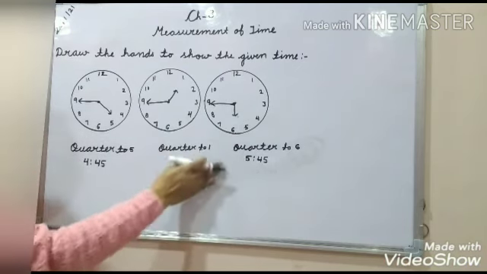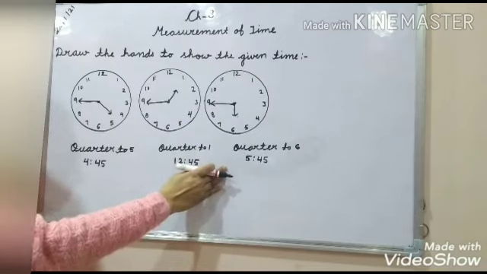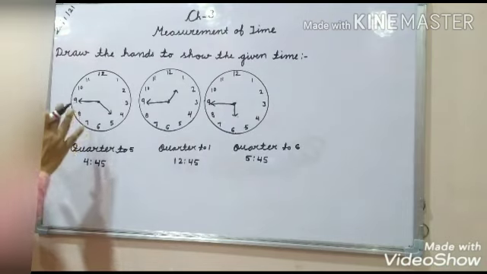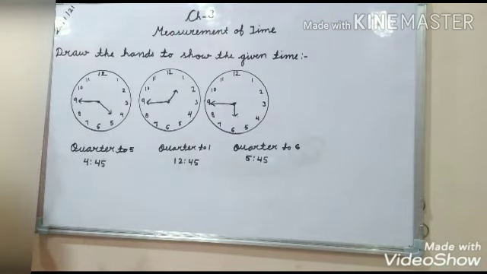In this way, children, you have to show the time. Okay. Children, you will draw some clocks in your copy and you draw the hands. Okay. But you have to use a scale only. You don't draw by hand. Okay. Otherwise, the line will not be straight.